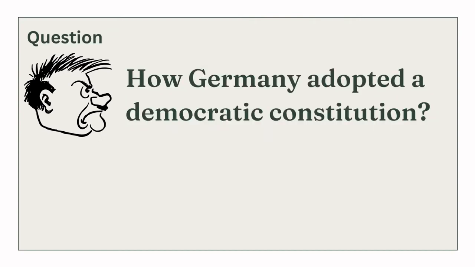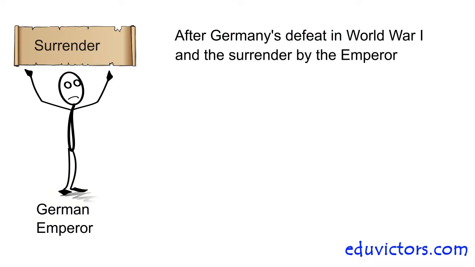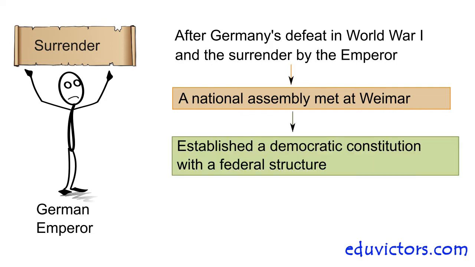How did Germany adopt a democratic constitution? After Germany's defeat in World War I and the surrender by the Emperor, a National Assembly met at Weimar and established a democratic constitution with a federal structure. This way, Germany adopted a democratic constitution.